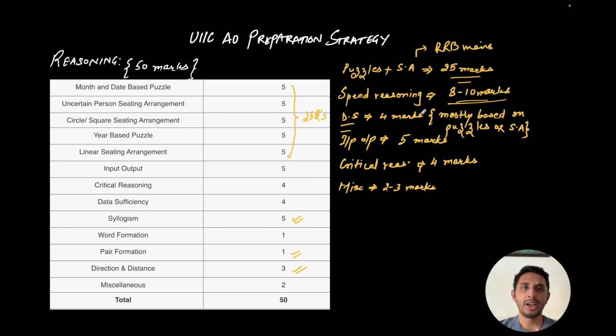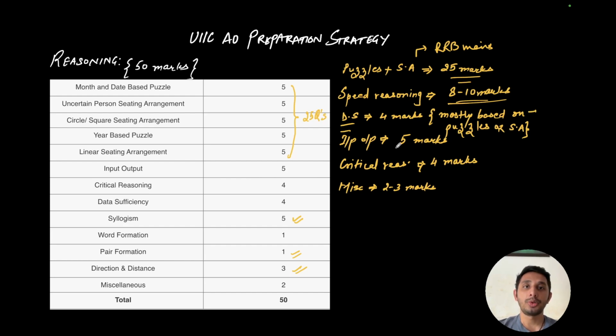Data sufficiency will be asked of 4 marks, which are mostly based on puzzles or sitting arrangement. So you'll be given statements and asked something about a statement, whether they're sufficient to answer that or not. That is also easy, not that tough. So you can attempt it.